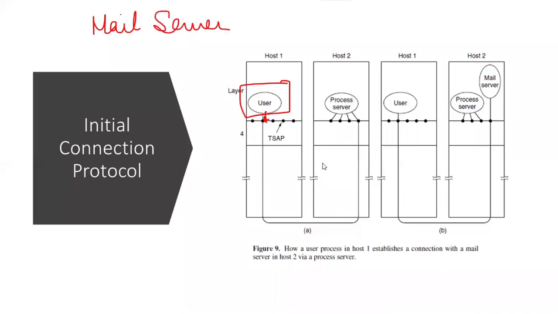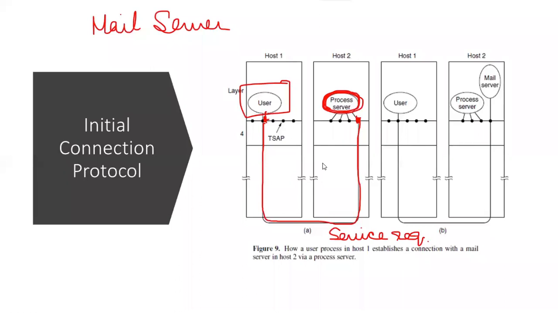Now, this mail server is not awake all the time. Let's say it is sleeping. Only when there is a request, then it will wake up. So similar to the port mapper, here this first initial request will go to a special process known as the process server. There is a process server which is running in host 2. This process server will receive a connection request, and in this connection request, the user will say which service it wants. Just like in the port mapper, it will say which service it wants. Service request.